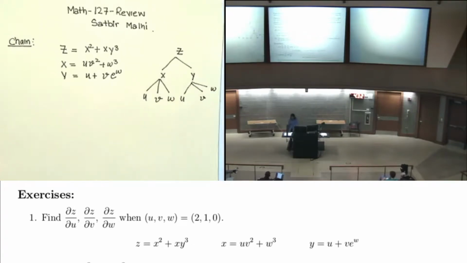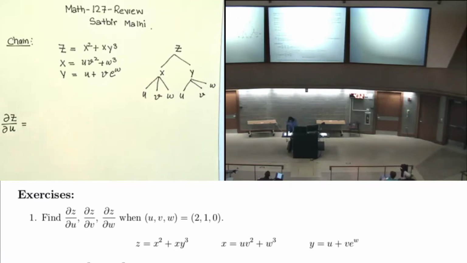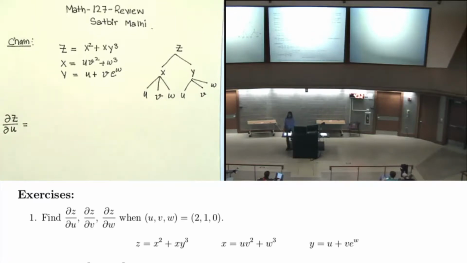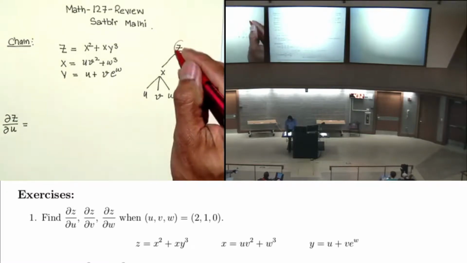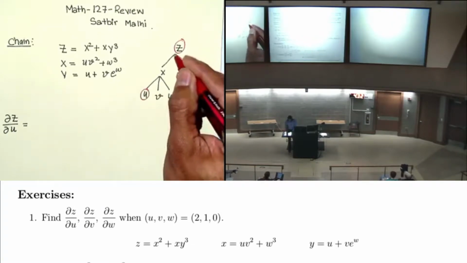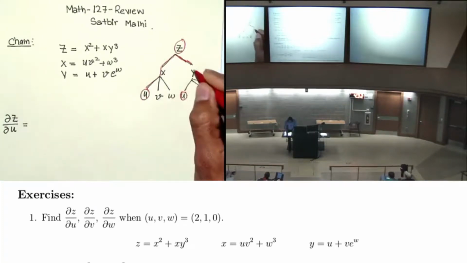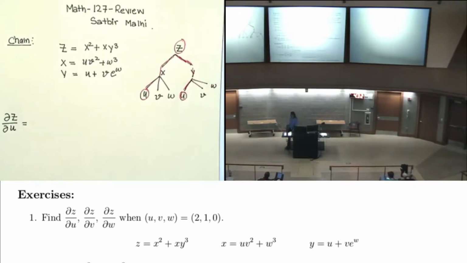Okay. So now we want to write the chain. They ask you to find the derivative of z with respect to u. So this is the first one. If you start from z, how many ways are there to go to u? There are two different ways. You can first go from z to x, and then x to u, or you have an option to go from z to y, and then y to u.